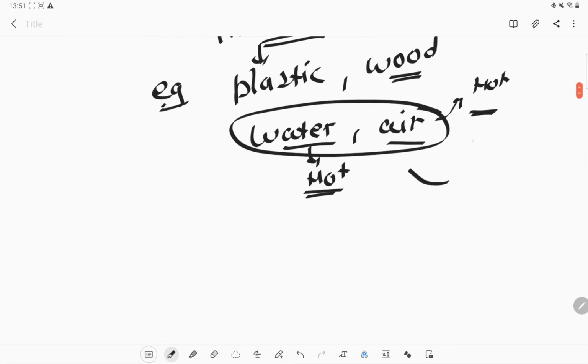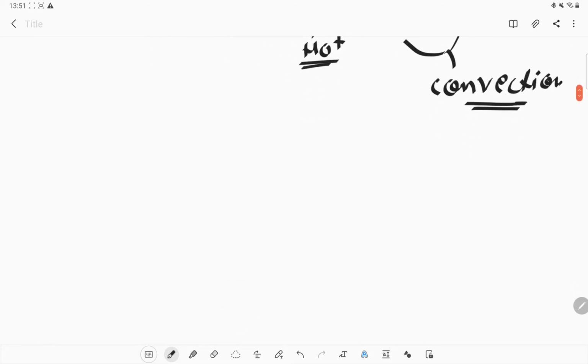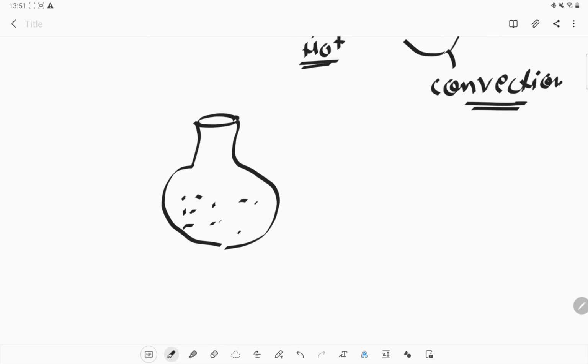It is possible through the convection mode, through the convection process. What is convection? Let's explain this process. This is a flask. Take a flask, put some water into it. This is the water we have, keep it here.